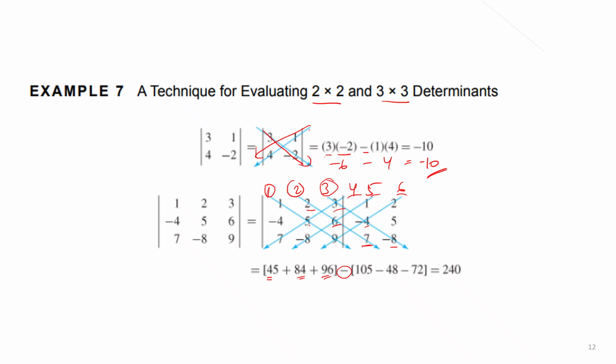The fourth one, 7 multiplied by 5, 35, multiplied by 3, 105. And then the fifth one, 1 multiplied by 6 multiplied by minus 8, so minus 48. Then the last one, 2 multiplied by minus 4 multiplied by 9, minus 72. Then you calculate all of this, and you will get the determinant.